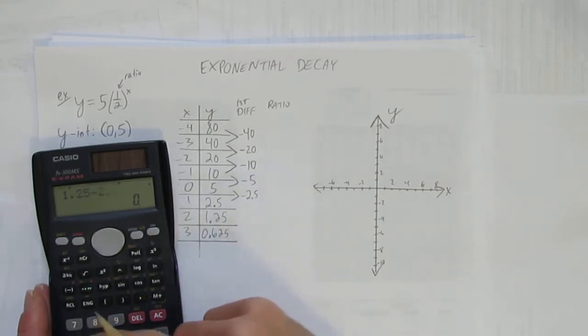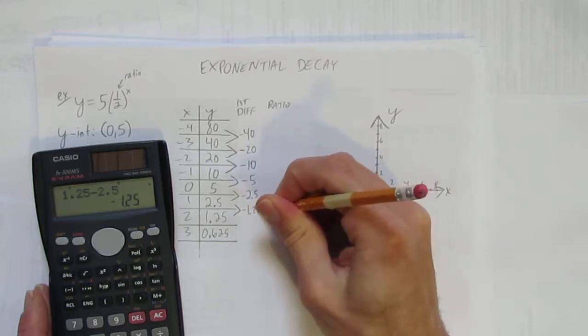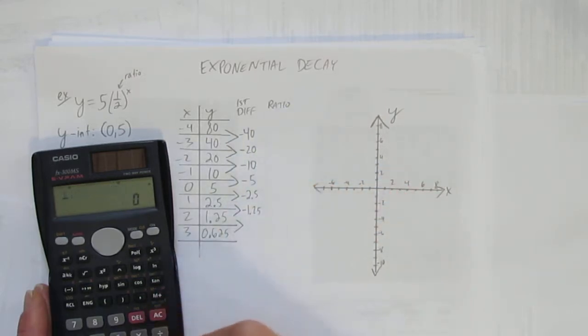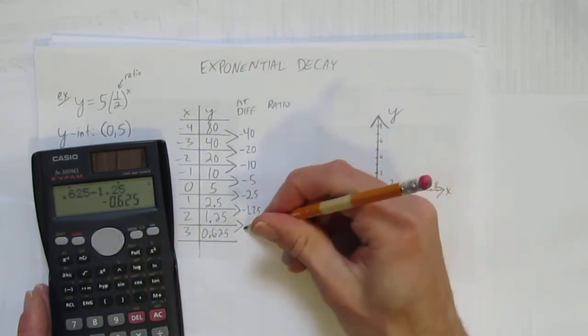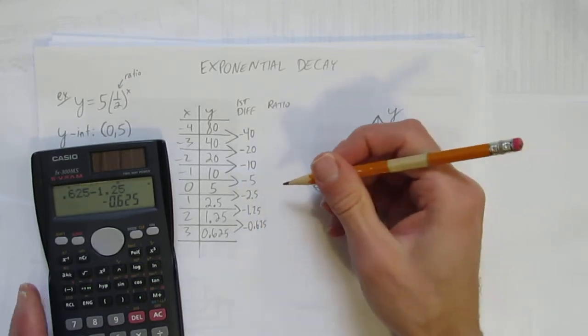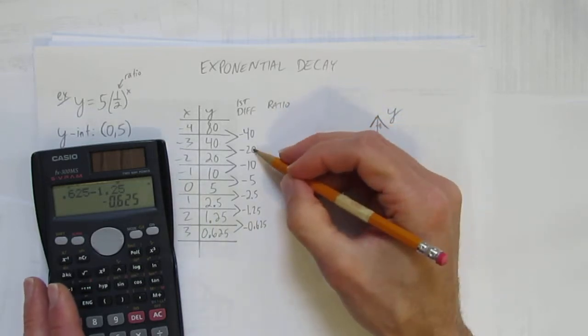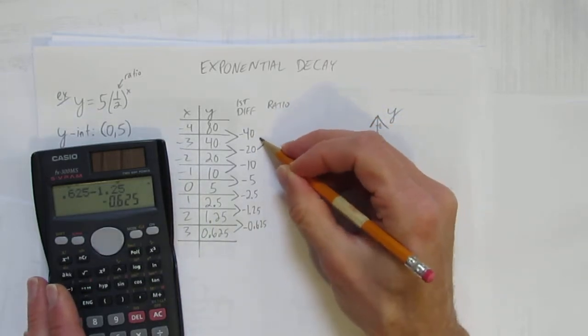1.25 minus 2.5 is -1.25. And even though this I probably couldn't do in my head very quickly, I see the pattern. I know what this number is going to be. It's going to be -0.625. And I've got my first differences. So how do you calculate your ratio? Same sort of work, except it's second number divided by the first number.